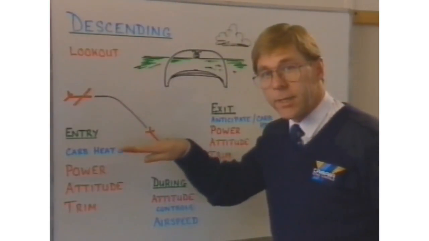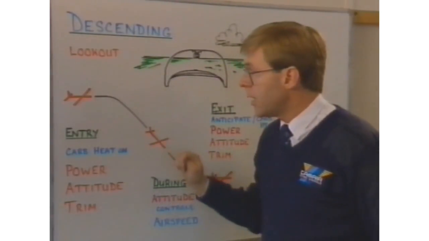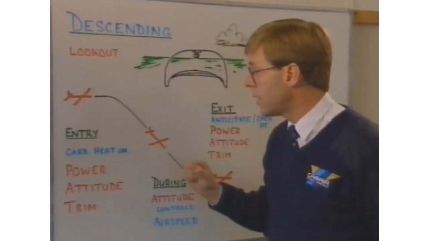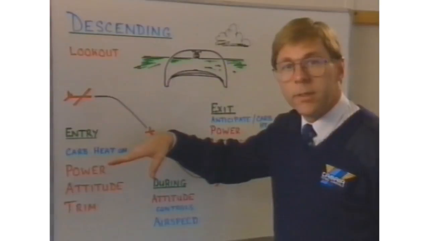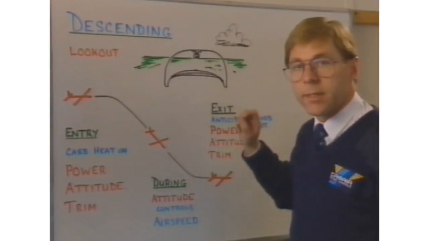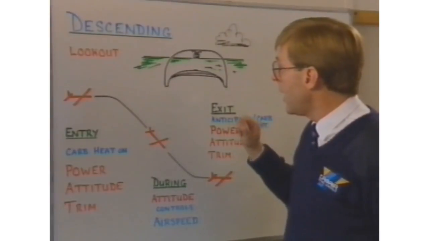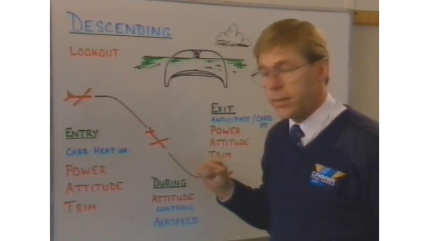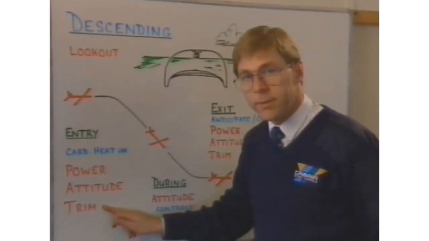Maintain the level flight attitude as the airspeed reduces, and just before we reach the known gliding speed, which in this aircraft is 80 knots, we will reselect the known descent attitude. That's the distance between the spinner and the horizon, the descent attitude. Having selected the correct attitude, the aircraft should descend at the correct speed. We will then trim the aircraft.